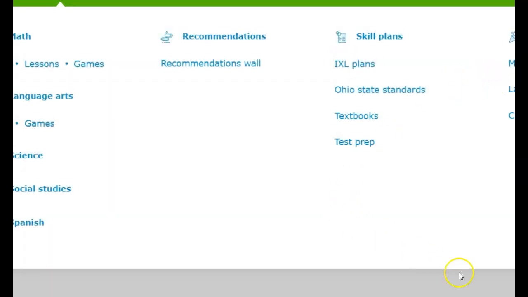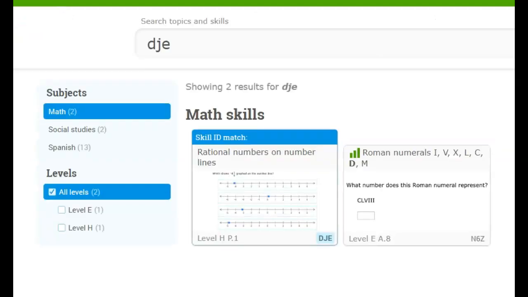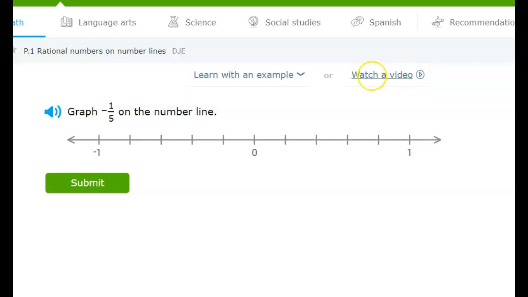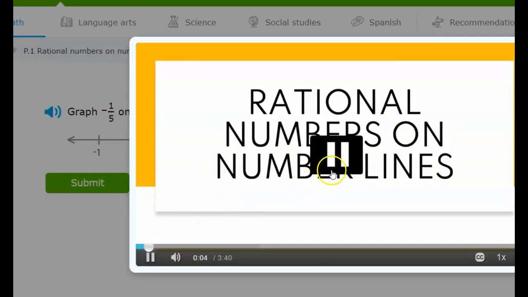Okay, oh, this might be a little harder. Now, did you notice up here that you can watch a tutorial on this? Let me go back real quick. Okay, it says learn with an example. You can watch a video and it will explain to you on a number line. If you get stuck, you can always go watch this video right here.